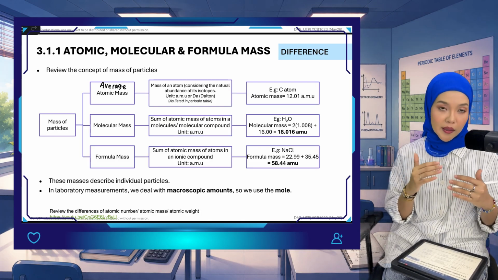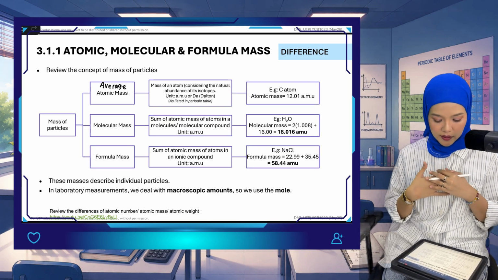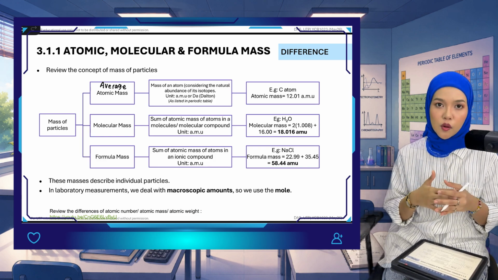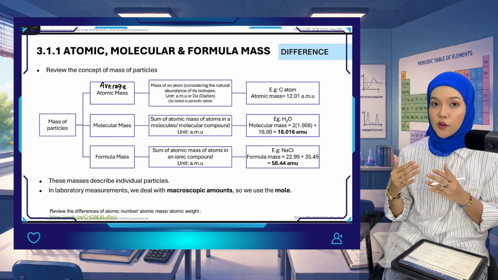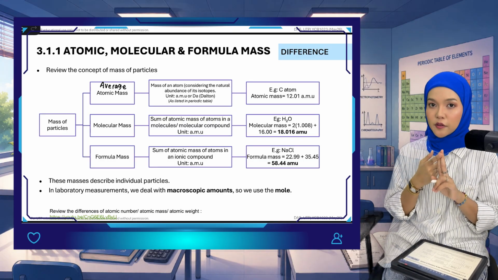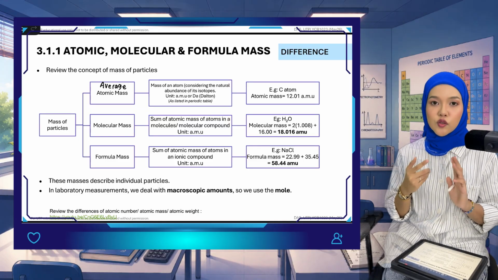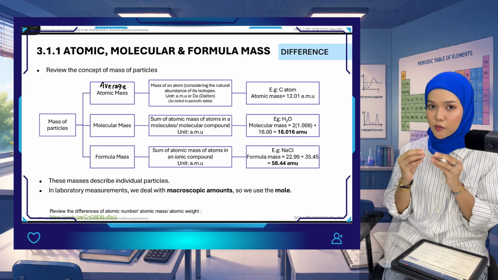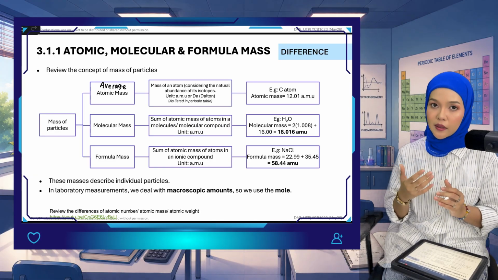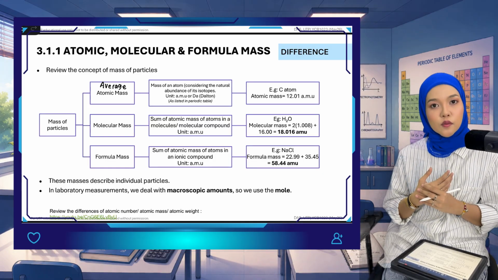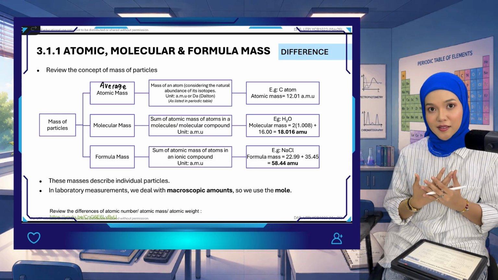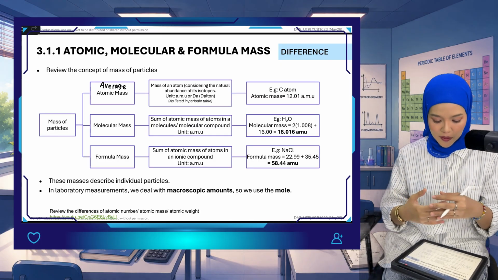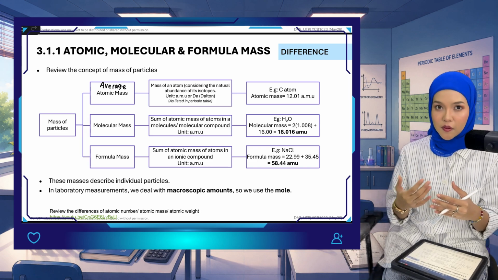Then molecular mass. Molecular mass is the sum of atomic masses of molecules or molecular compounds. For example, water is made up of 2 hydrogen atoms and 1 oxygen atom. When they combine together, they form molecules. The mass of this molecule is what we call the molecular mass. Last but not least, we also have formula mass. Formula mass is also the sum of atomic masses, but we are talking about ionic compounds.